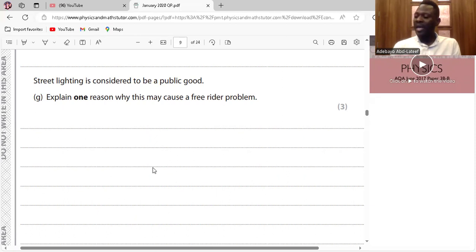You get it? And it is non-rival, which means no one would stop you from enjoying the benefit of the street light. Your consumption won't affect my consumption. Is it clear? Any question about that? We go to H.